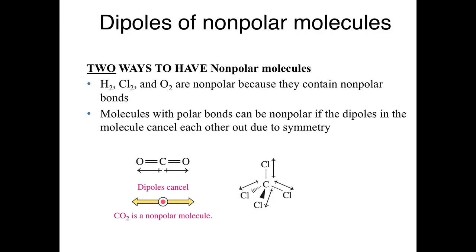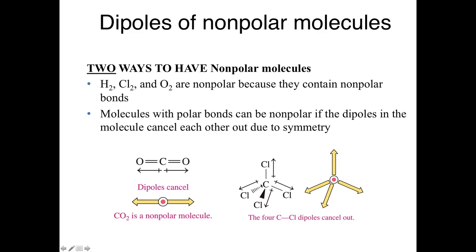Here's another instance of symmetry. When you have a tetrahedral shape, those outer atoms are all equally spaced from each other. Because they are all equally spaced from each other and they are the same atoms, they will all cancel each other out. Now, if I were to replace one of them, let's say for example, if I were to replace this with a hydrogen, then it loses symmetry, and then that molecule will be a polar molecule.